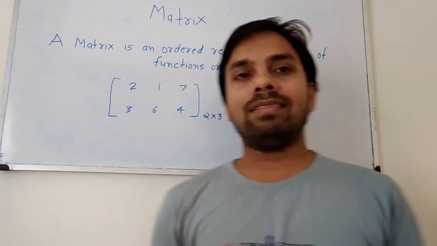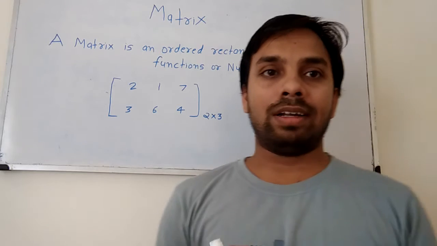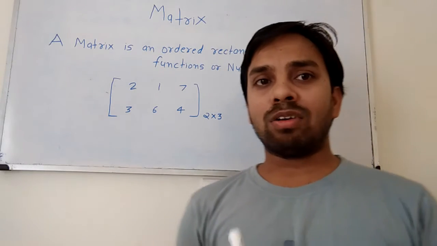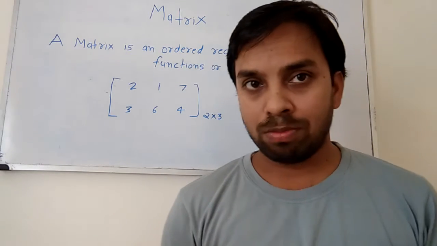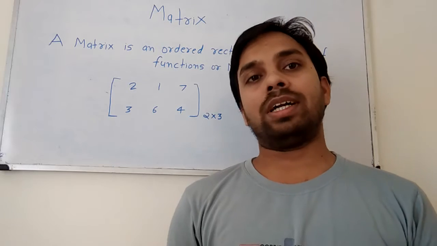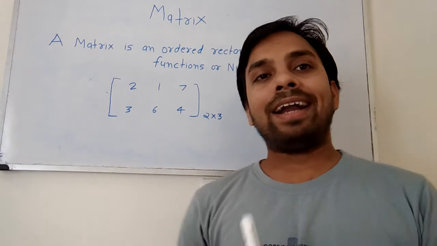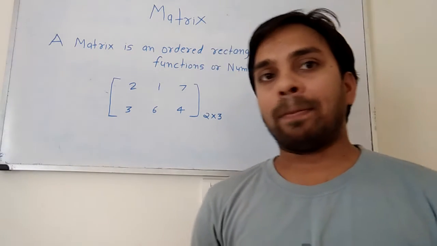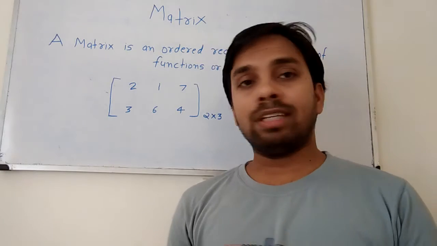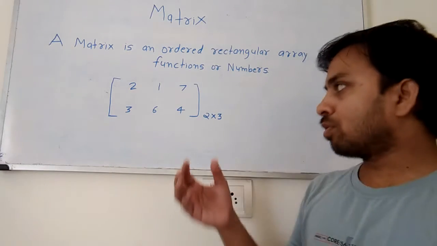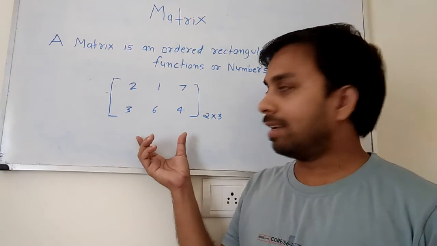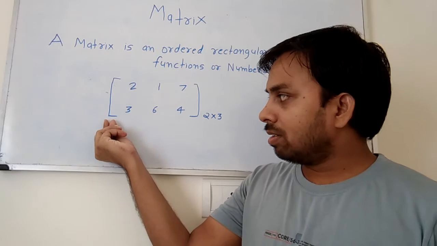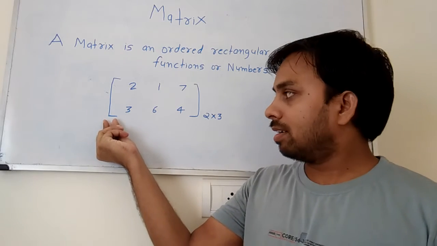It is nothing but an arrangement in rows and columns. A rectangular arrangement. I will directly come to an example, which is very easy to understand. This is called a matrix. This is the notation, a large bracket.